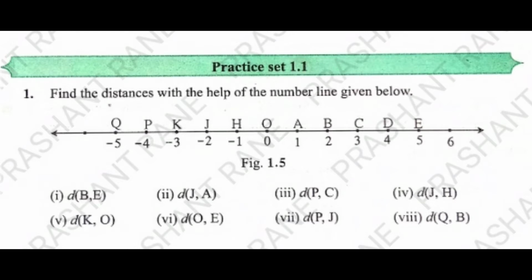Find the distances with the help of the number line given below. Here the number line is given. O is the origin. Points A, B, C, D and E are on the right hand side, and points H, J, K, P, Q on the left hand side. It means the coordinate of point O is 0, the coordinate of point A is 1 and so on. We have to find distance BE, distance JA, distance PC, distance JH, distance KO, distance OE, distance PJ and distance QB.